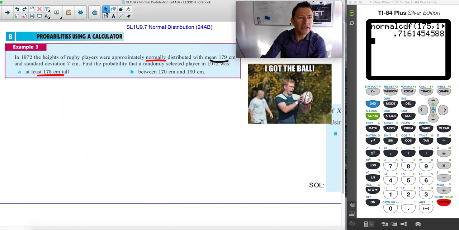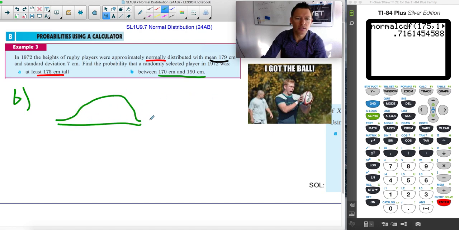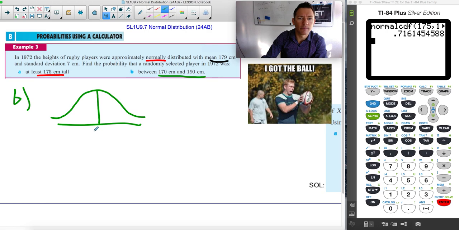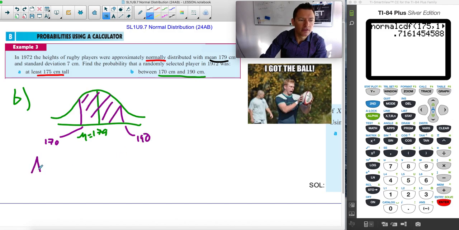That's nice. Here's B. Different color? Different color. B. Find the probability that they were between 170 and 190. Same idea, right? There's that. This is the same thing, 179. Probably didn't need to draw this twice. 170 is going to be below it, so down here, and 190 is going to be above it there. So this is 170, and this is 190. So we're looking for that area. So that area, we're going to use the same sort of thing.